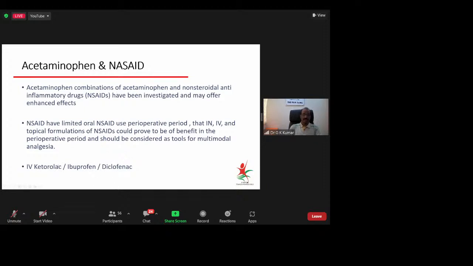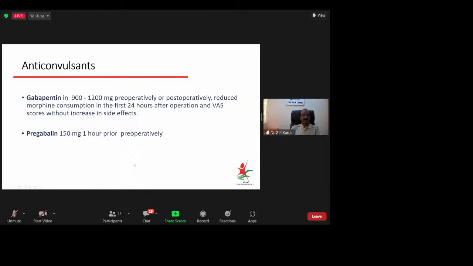It can even be used for the pediatric age group. For IV ketorolac, a lot of studies are there, especially in post-tonsillectomy cases. So whatever drug you are choosing, you have to be clear about the indication and the correct dose, and adding acetaminophen will definitely have an added advantage.